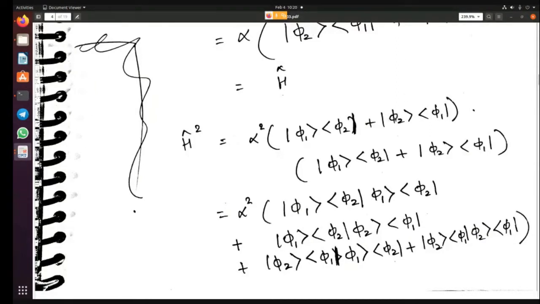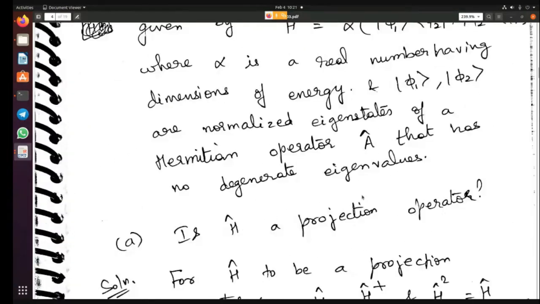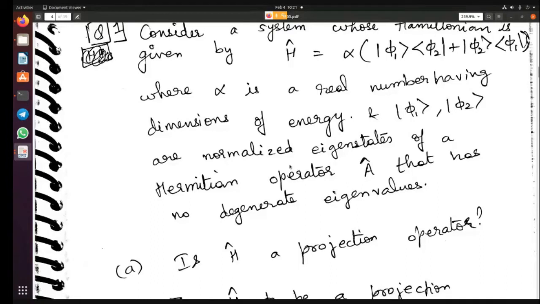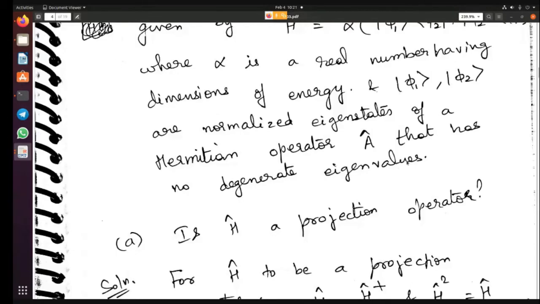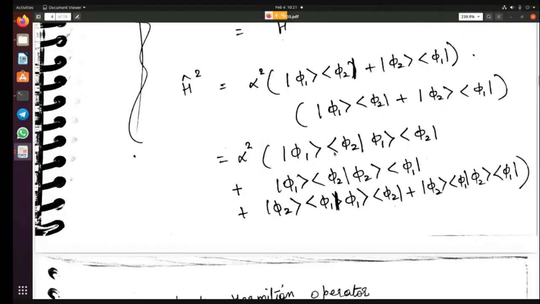Similarly, I can do this term with this term. So you have 5 1 5 2, 5 2 5 1, and similarly for the other two terms. Now some conditions are given for us. They have said that phi 1, phi 2 are normalized eigenstates of a Hermitian operator A. So if phi 1, phi 2 are normalized, then the scalar product of phi 1 with itself should give you 1, and phi 2 with itself should give you 1.